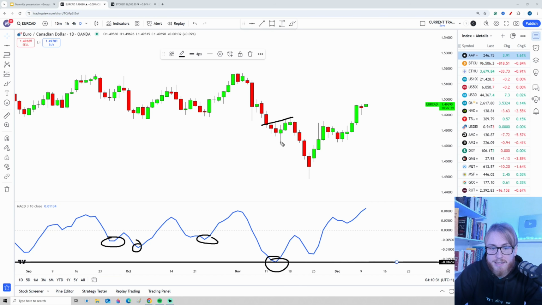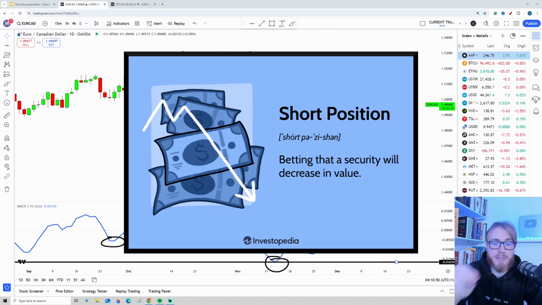So for example, right here, we have a pullback, and these pullbacks are actually one of the most common trading strategies for traders to find entry points. So one trading strategy right here could be to try to short this pullback. Short basically means that you make money from the price going down.